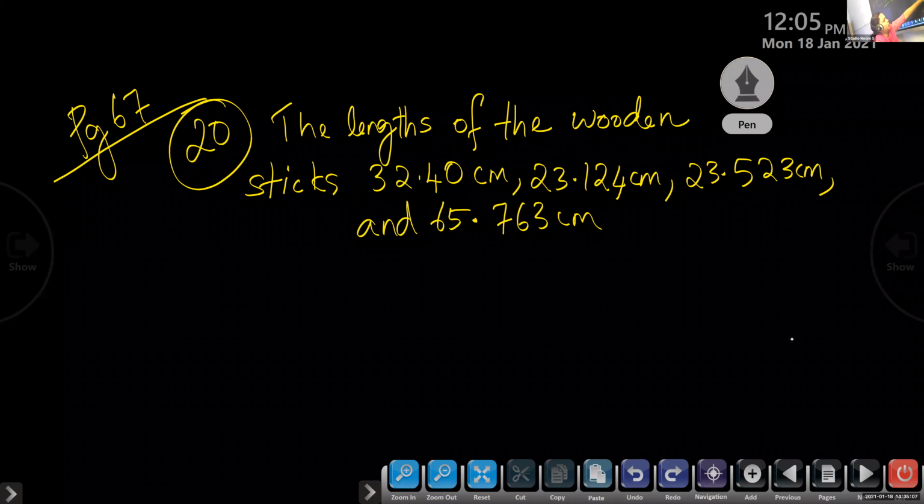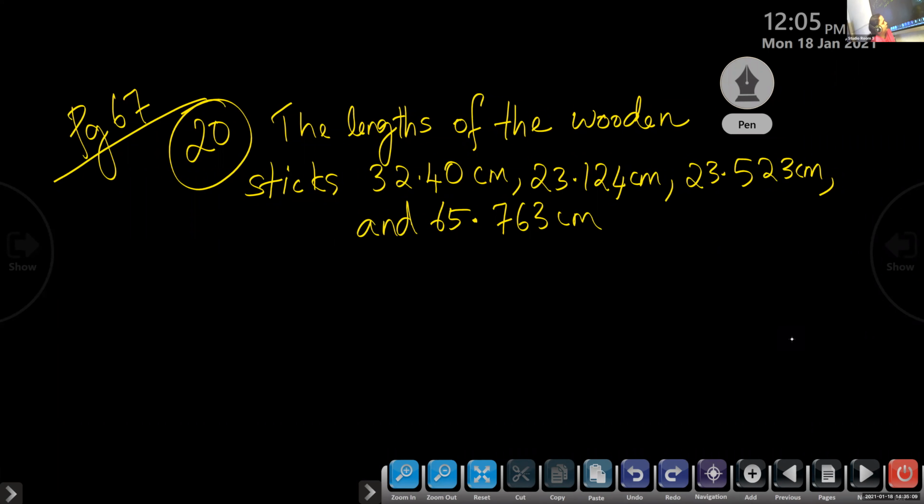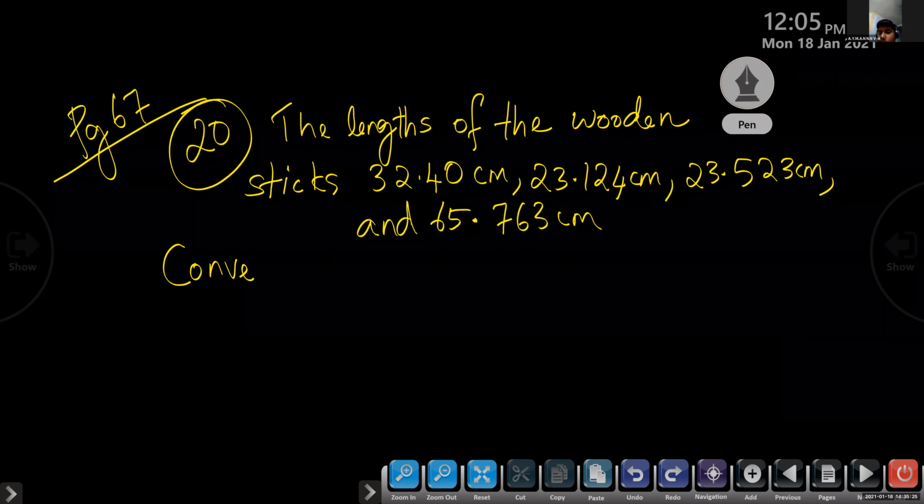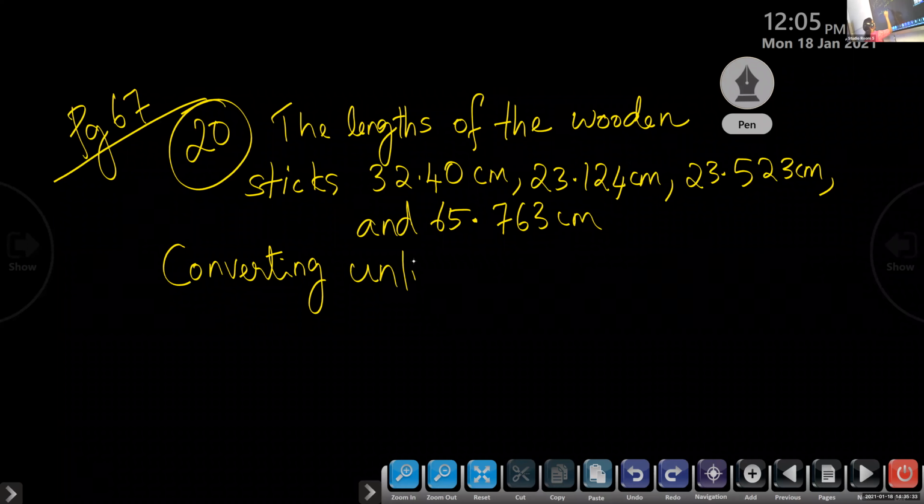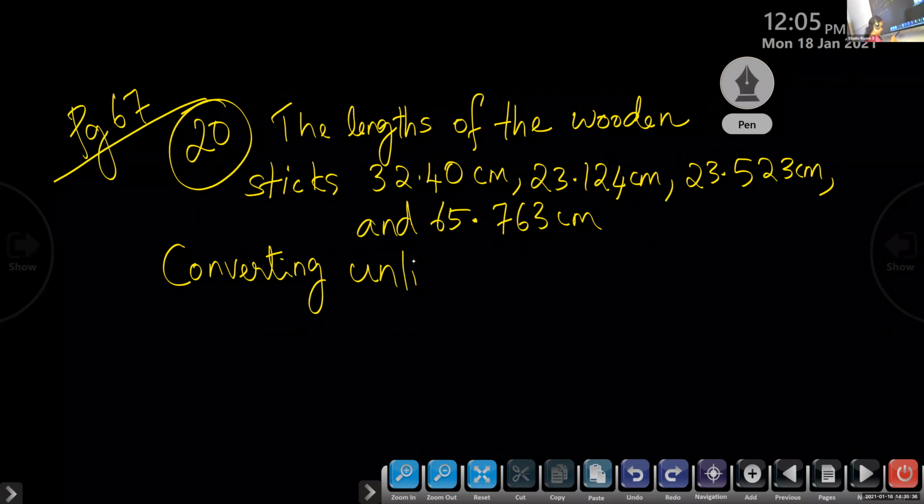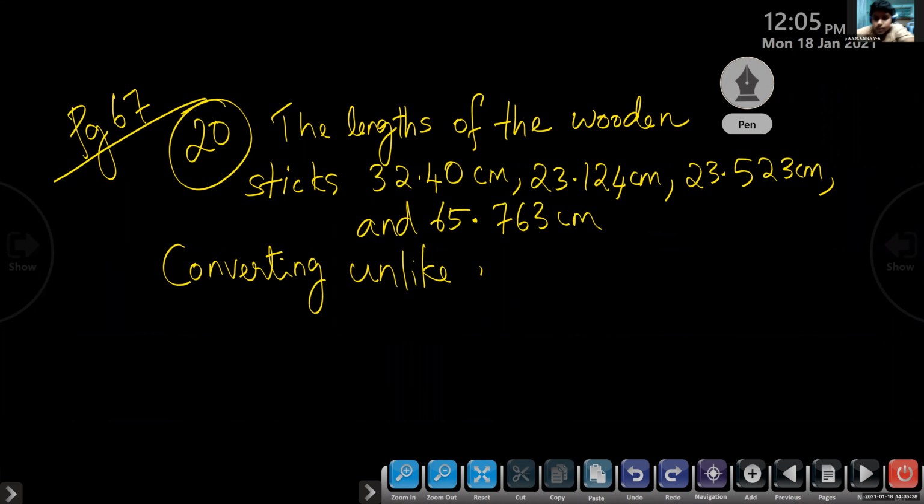Now next what we will do, Ammu? Ma'am, we should make it like fractions. Very good. We have to just convert into like decimals. So children, when you have finished the question, check whether your answer is correct. Converting unlike decimals into like decimals, same as question number 19, we are writing.